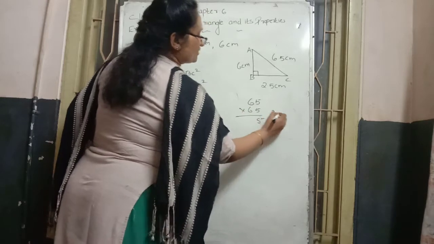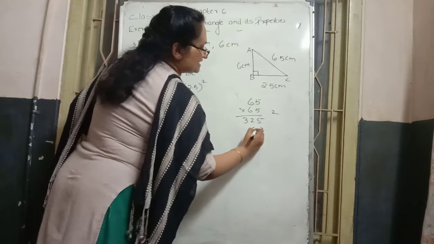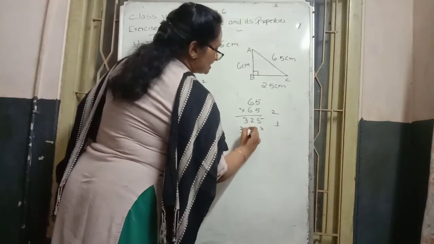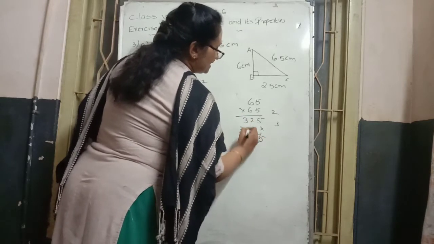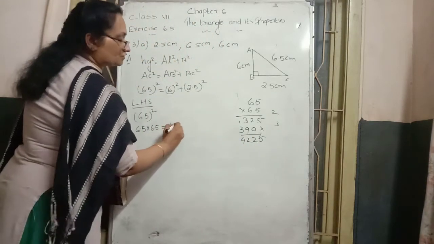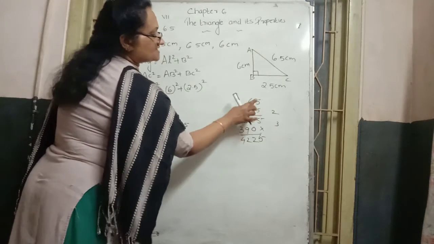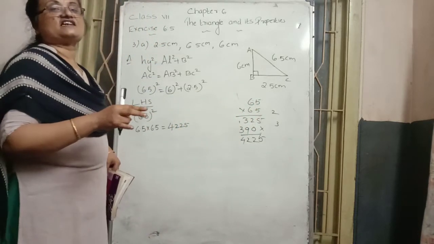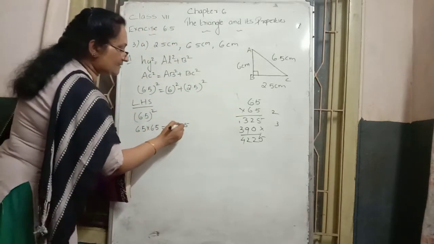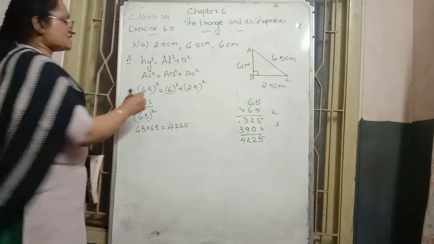Without the decimal point, multiply 65 by 65. 5 5s are 25. 5 6s are 30. 30 plus 2, 32. Again, 6 5s are 30. 6 6s are 36. 36 plus 3 comes to 39. 4,225. Here, after the decimal point, how many places are there? Two digits are there. That means from the answer, from right to left, count 2 places and put the decimal point. We learned this in the second chapter. So 42.25 is the left side.